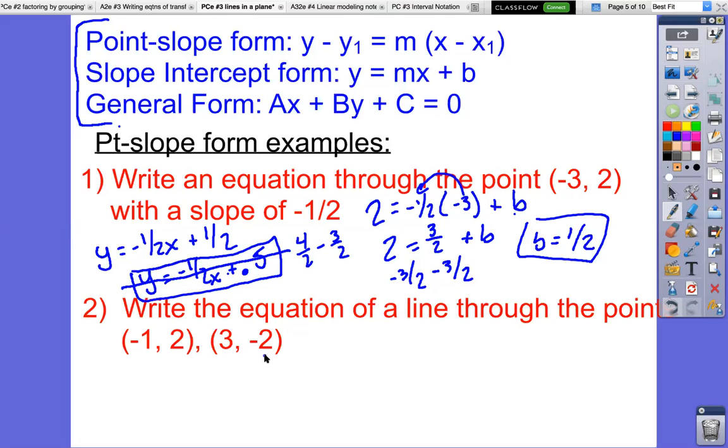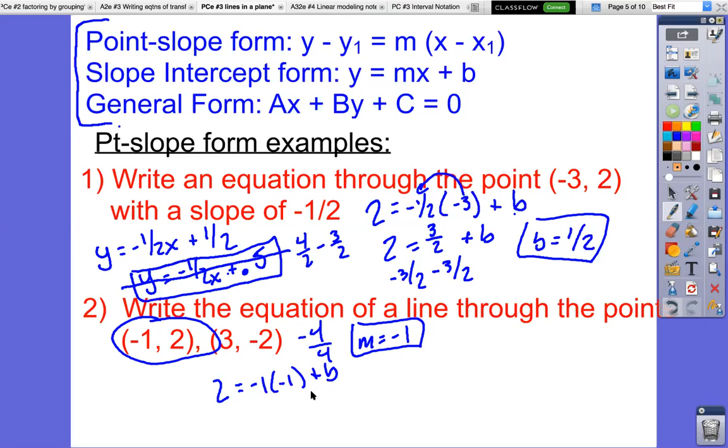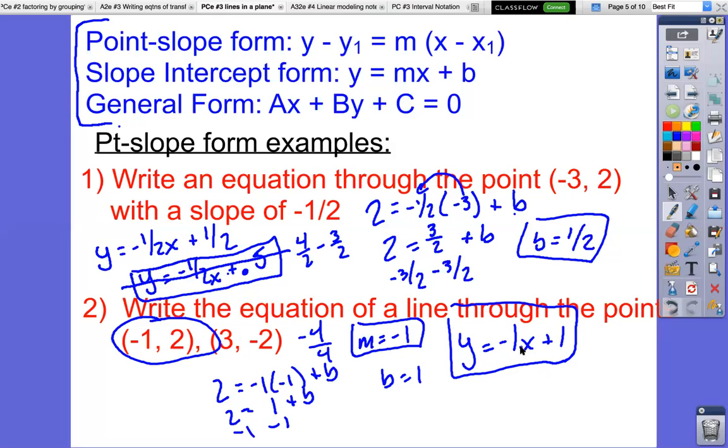Next one, write the equation through the line to find your slope. So I've got -2 minus 2 over 3 plus 1. So my slope is -1. Pick a point. y equals mx plus b. -1 times -1 is +1. Subtract 1. By the way, do I need that -1 in front of the x? Not the 1. I could have written it just like this.